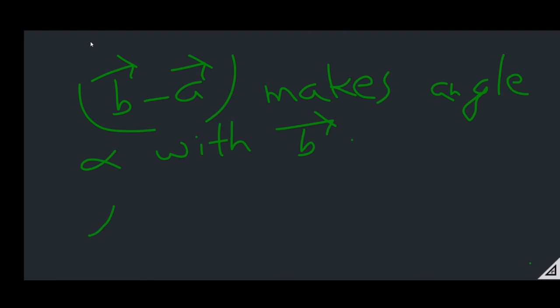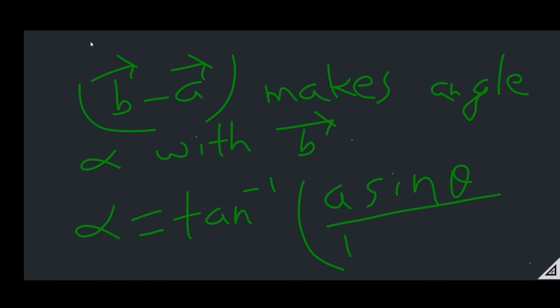Then the formula of alpha will be tan inverse of a sine theta upon b minus a cos theta. Okay, this is the formula of the direction of b vector minus a vector.